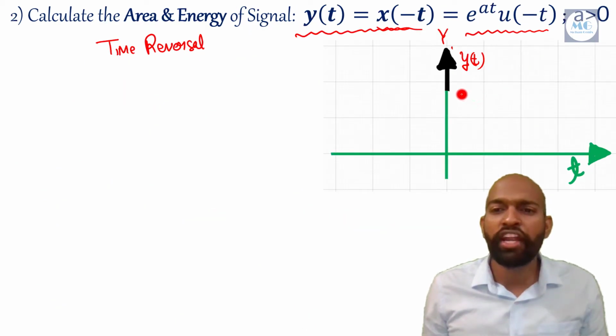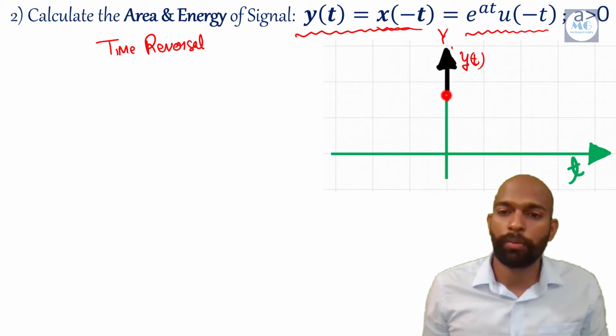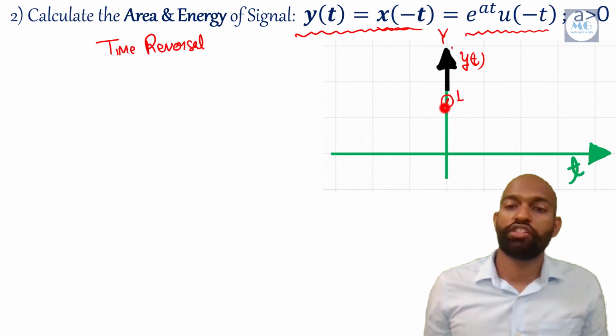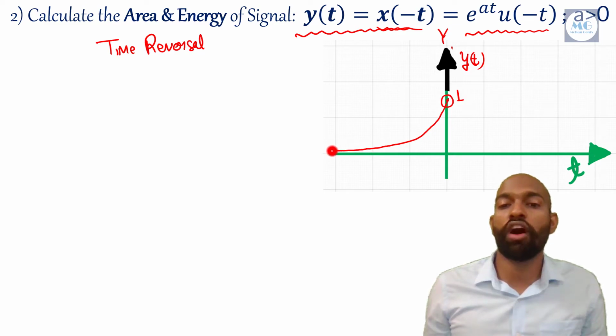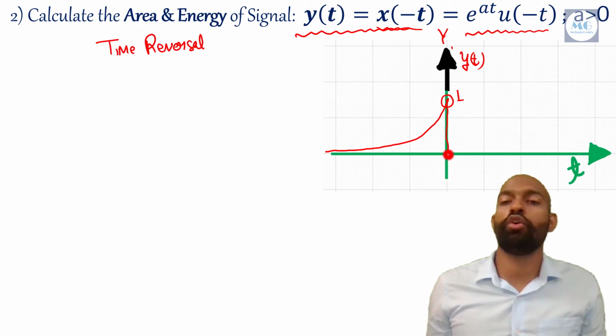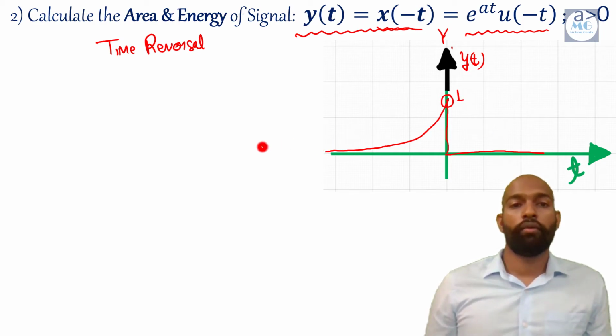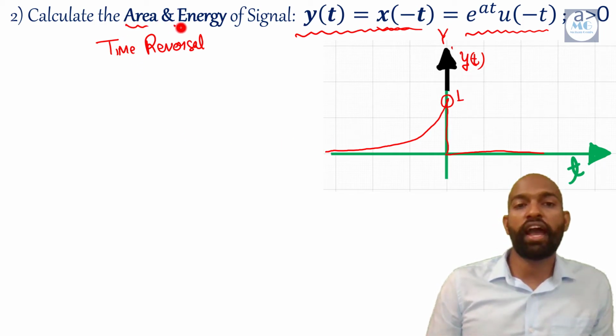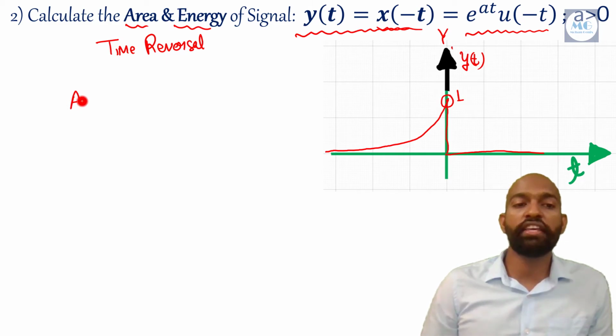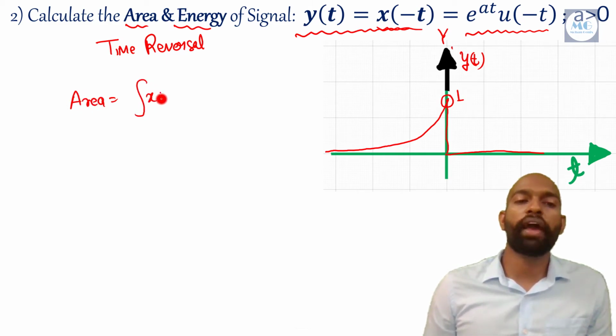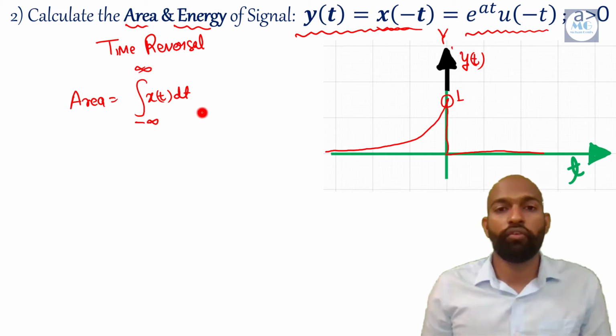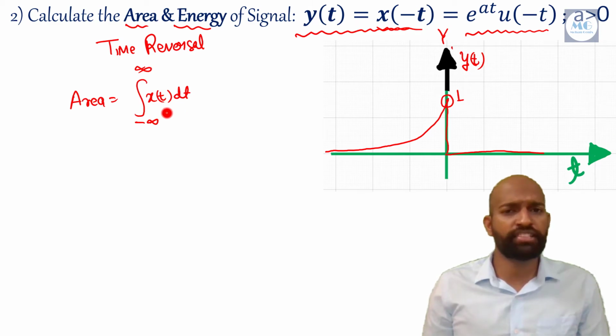Now how can we draw it? Suppose this is the point 1. We have to draw the signal on the negative axis which was on the positive axis, and it will be 0 along the positive axis. Okay, so what do we have to find here? Area and energy. As area is the integration of x(t) dt from minus infinity to infinity, we can find it with the previous method.